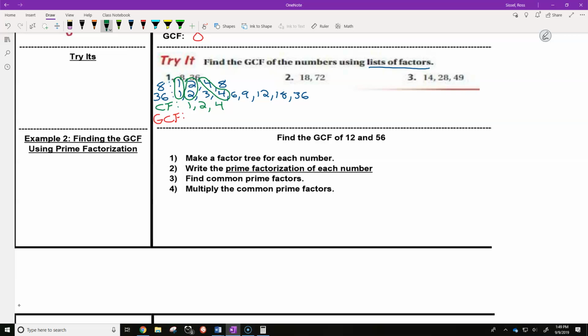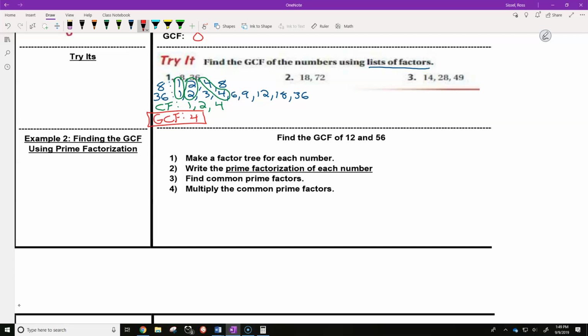Hardest question. Between the numbers 1, 2, and 4, what is the biggest number? What is my greatest common factor? Bethany? 4. My answer is 4. 4 is my greatest common factor.